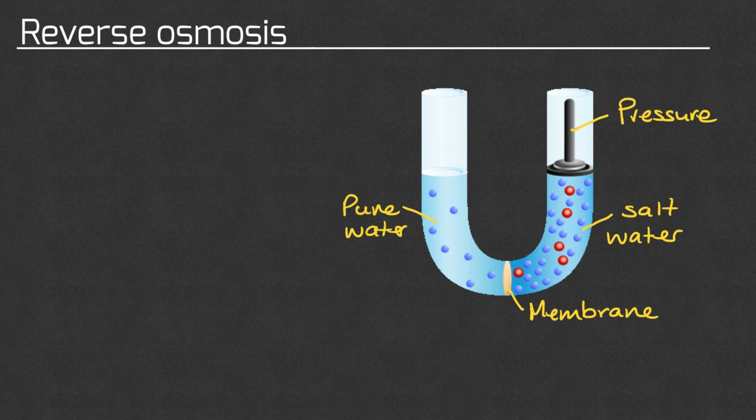So if we have a look at our apparatus, we've got our mixture of salty water in here. We would apply some external pressure. This would force the water molecules through the membrane. The water molecules can fit through the membrane, but the salt molecules can't, leaving pure water on the other side of the membrane.